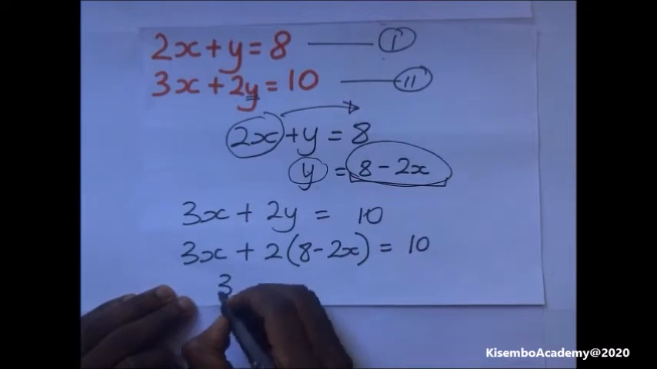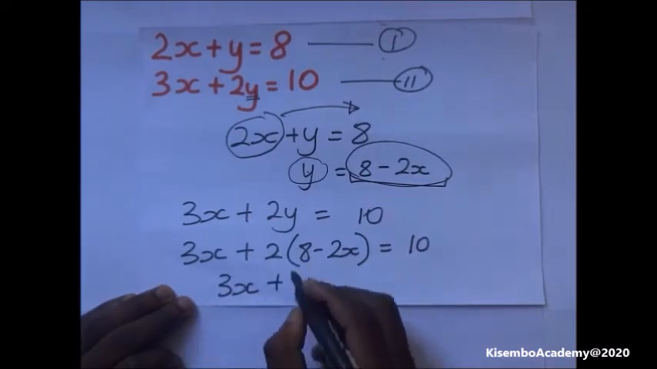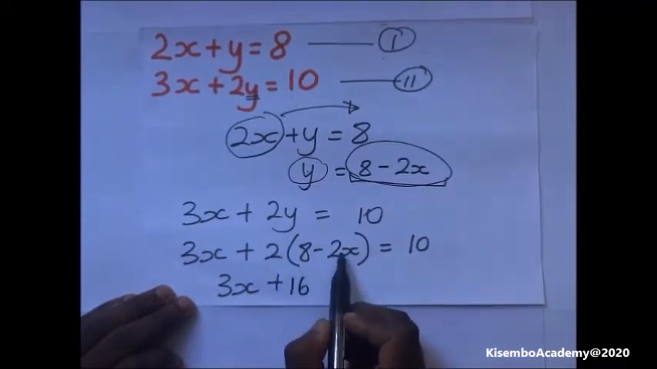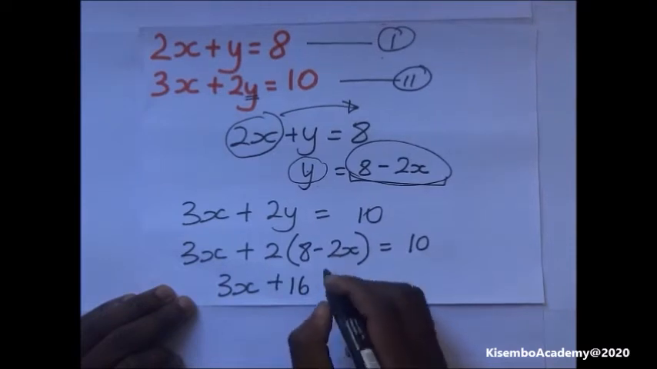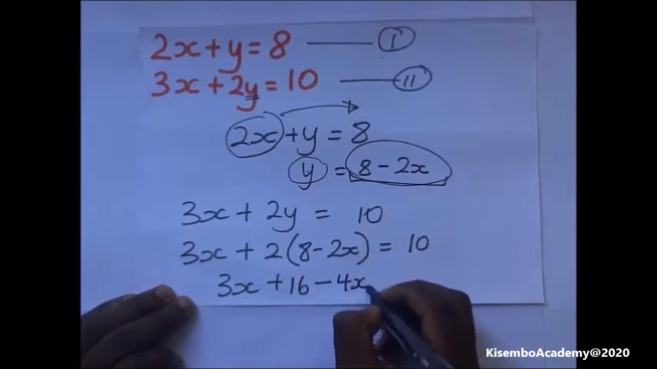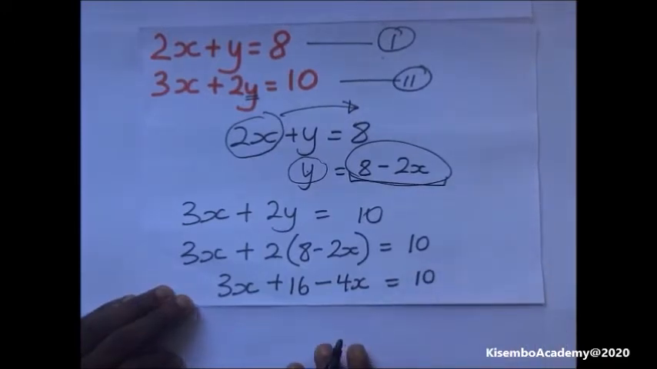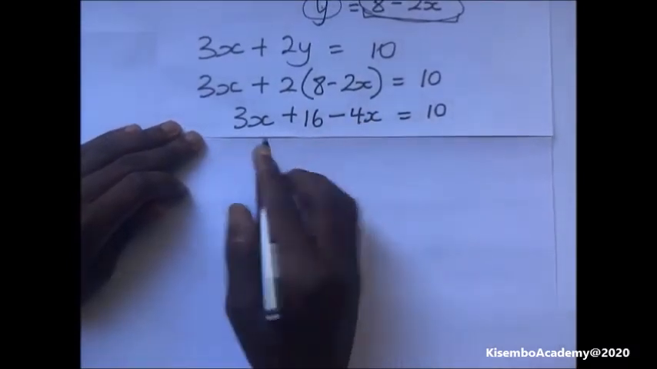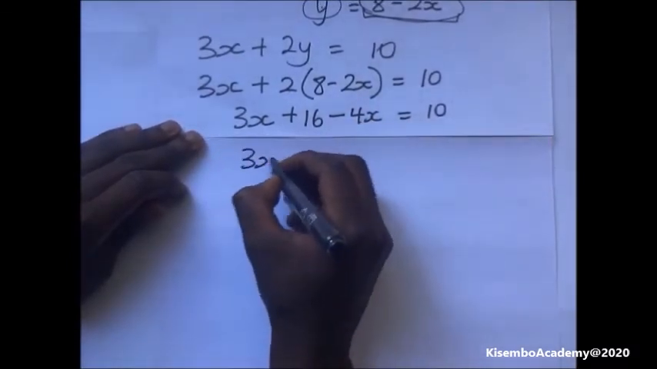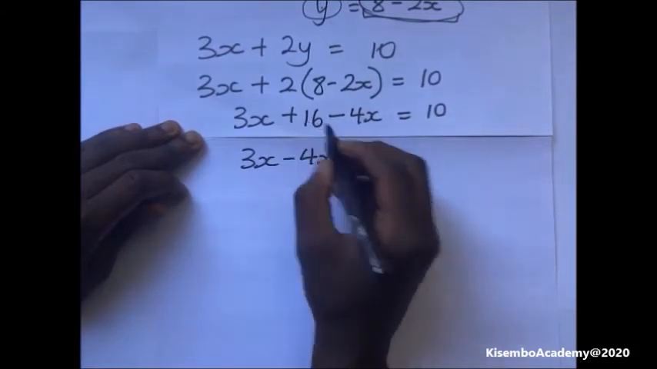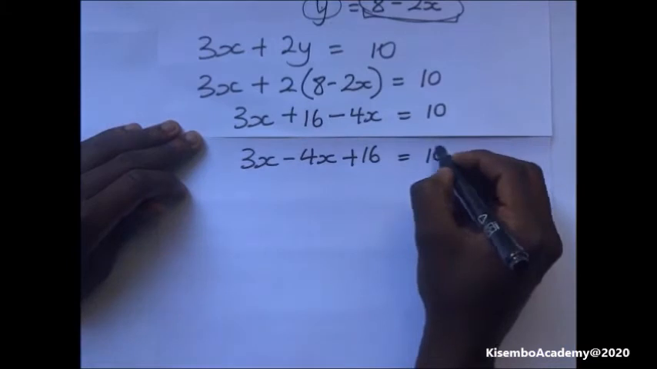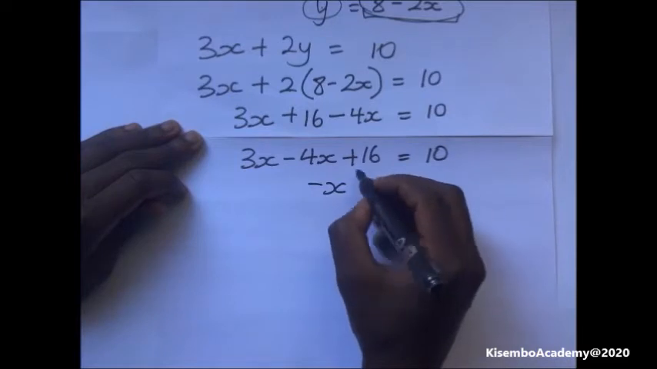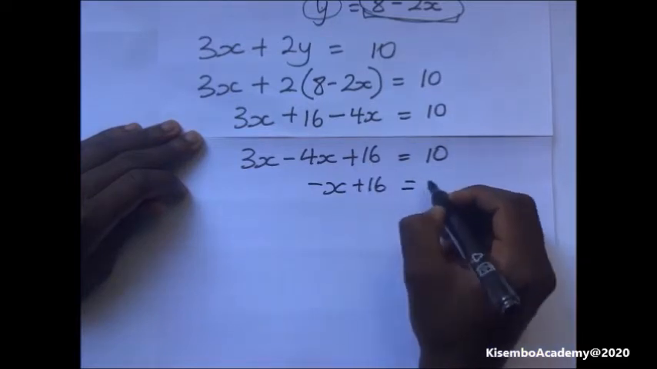So this becomes 3x plus 2 times 8, we open brackets, 2 times 8 is 16. Then 2 times negative 2x, of course positive 2 times negative 2 is negative, so it's going to be negative 4x, is equal to 10. So we proceed and get the value of x. So this will become 3x, we collect like terms, 3x minus 4x plus 16 is equal to 10. So 3x minus 4x gives us negative x. This plus 16 is equal to 10.